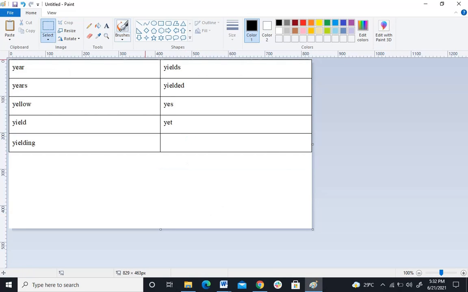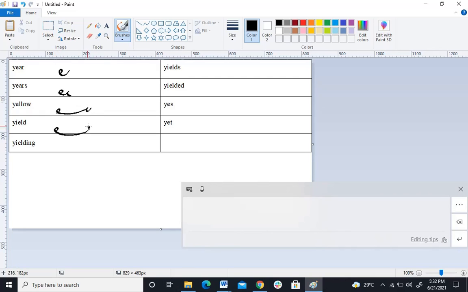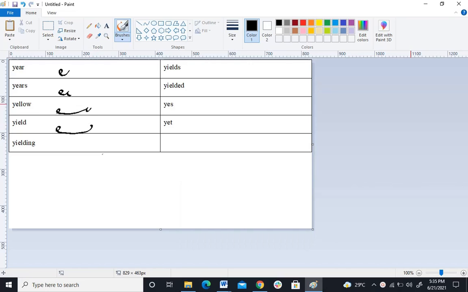Okay, so for example, yung year. So, E-R, year. Years, E-R-S. Yellow, E-L-O. Yield, E-L-D. Ulitin natin yung yield. We have E-L-D, yield. Next, we have yielding. So, yung ating yield, and then yung ating ing, yielding. Next, yields. So, we have yung ating yield, and then yung ating S.